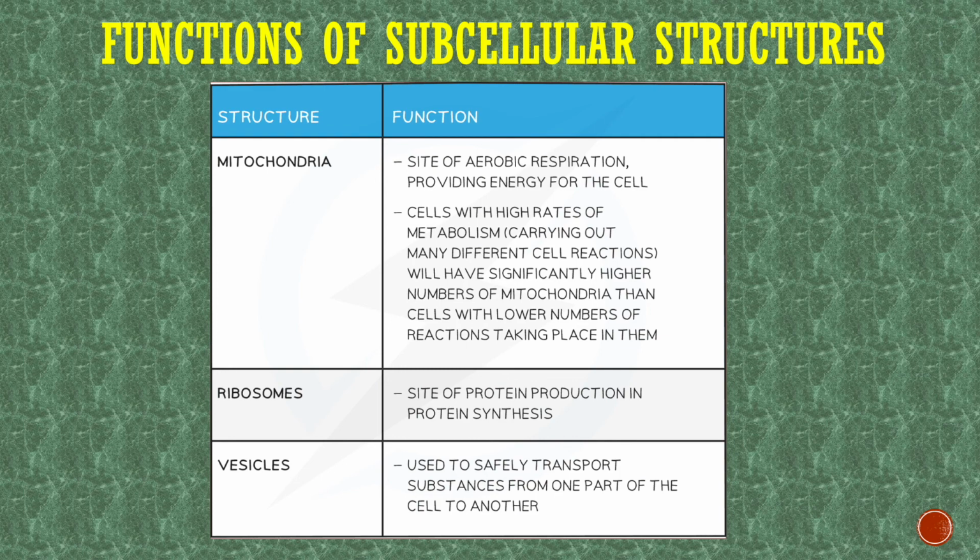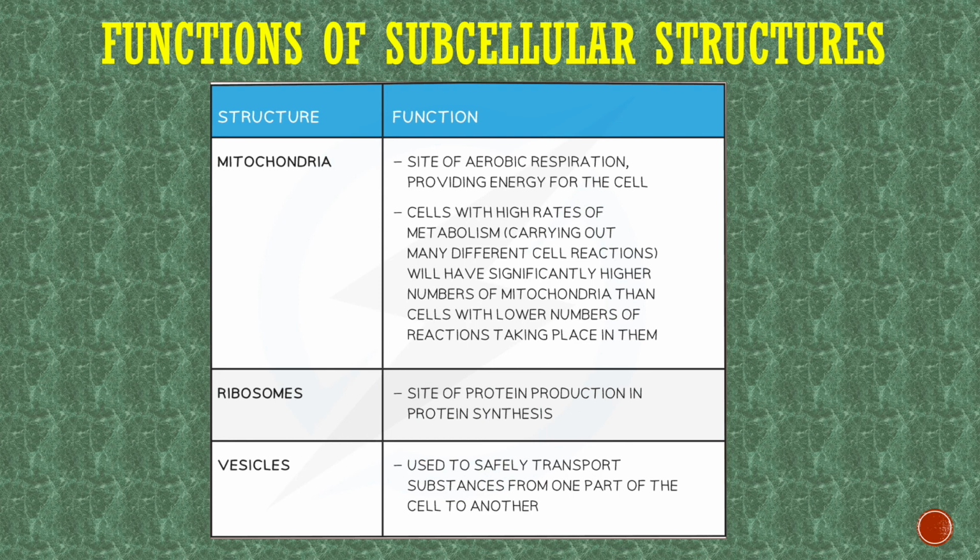Functions of subcellular structures. Structure: mitochondria. Function: site of aerobic respiration, providing energy for the cell. It is sometimes called the powerhouse of the cell. Cells with high rates of metabolism, or carrying out of many different cell reactions, will have significantly higher numbers of mitochondria than cells with lower numbers of reactions taking place in them. An example of a cell that contains a lot of mitochondria is the muscle cell.